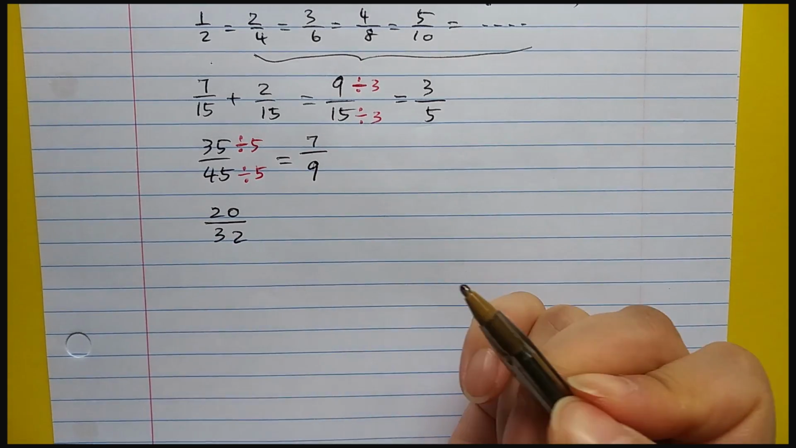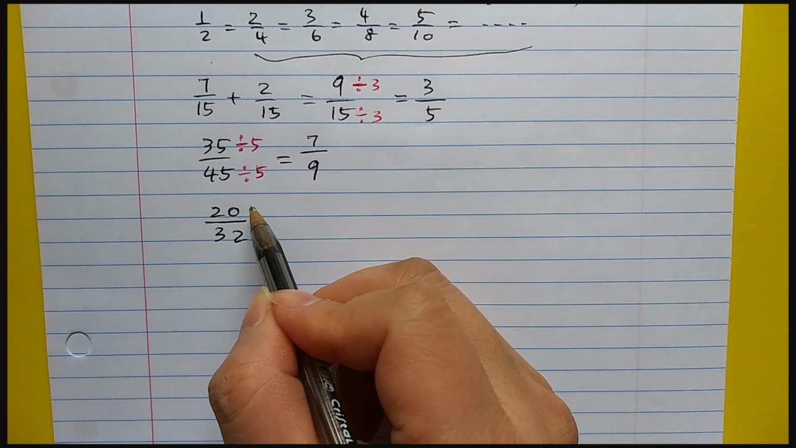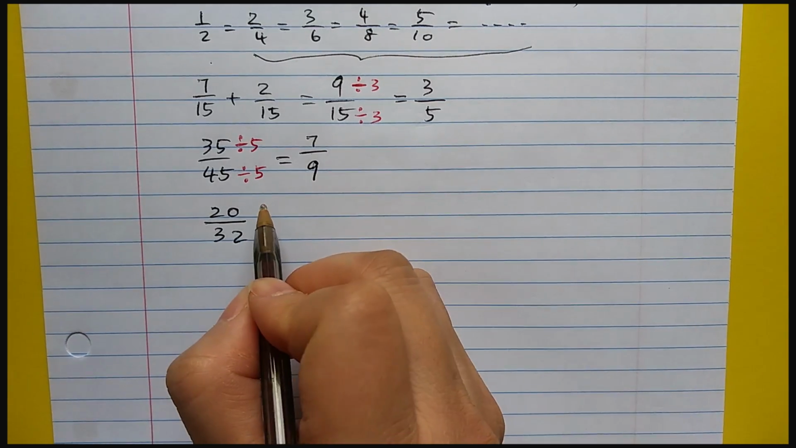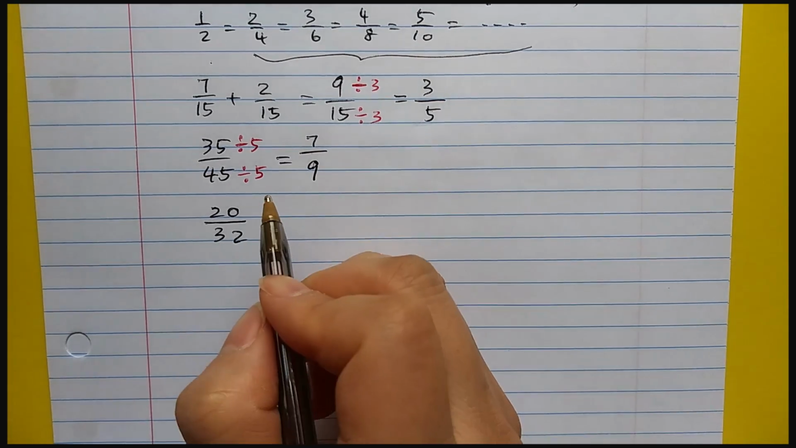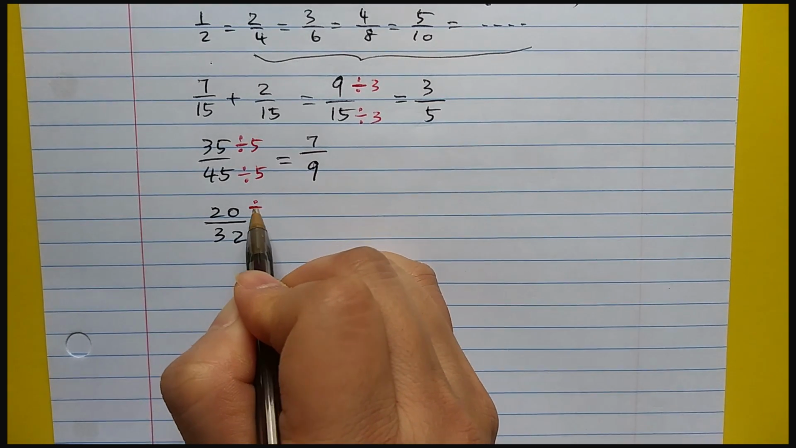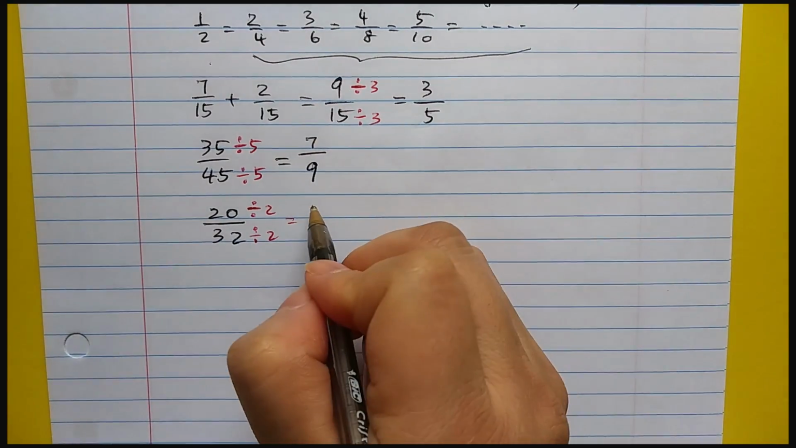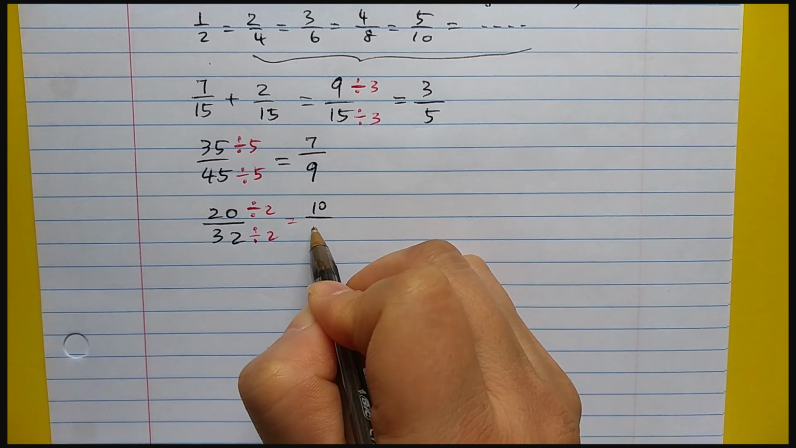20/32. Can you reduce that? Yes, both are even numbers, so I'll try 2 first. If you can think of a bigger number, then you go ahead and try that number. So 20 divided by 2, 32 divided by 2, you get 10 here, and 32 divided by 2 is 16.